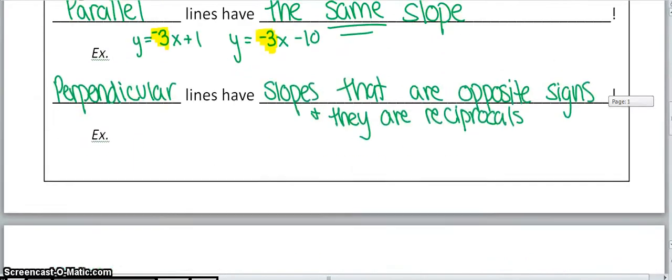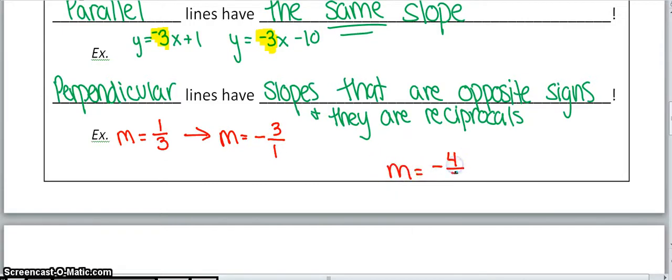Examples of opposite reciprocals would be, and I'm not going to write the equation of the line, I'm just going to write m because m represents slope. If one of our slopes was 1/3, the perpendicular slope would be the opposite reciprocal. So it'd have to be negative since that's positive, and it'd have to flip. So if this is 1/3, this would be -3/1. Or another example, if you had m = -4/5, the perpendicular slope would be m = positive 5/4.